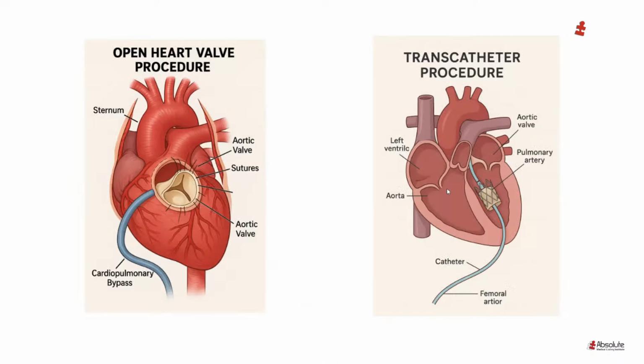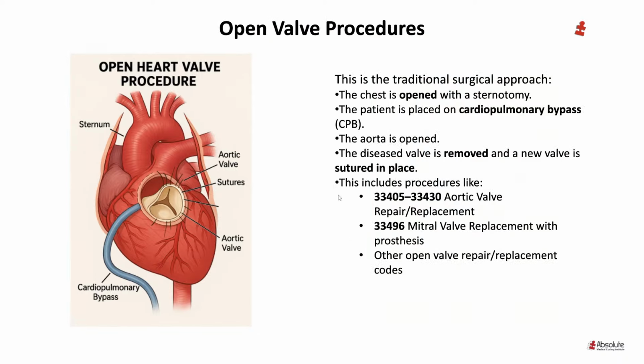Now, the procedures to correct these conditions are one of two. Either you're going to have an open heart valve procedure or a transcatheter procedure through the catheter. And open is what it says. They're going to go through your chest. They're going to incise you at the chest and repair it. And transcatheter is exactly what it's saying. They're going to go through a catheter and repair it.